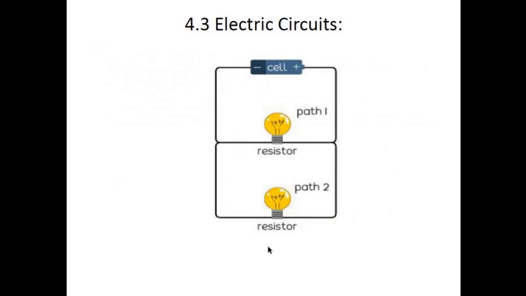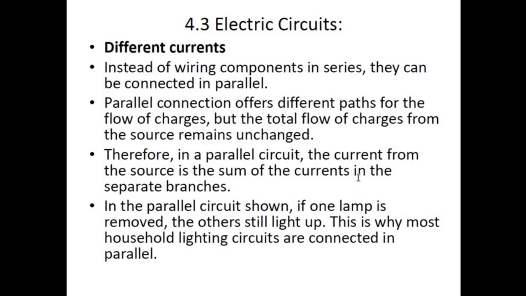If this lamp goes out, the other one would still light up because the current would simply stop flowing in this path and it would simply choose the other one. This is why most household lighting circuits are connected in parallel. So even if one of the components malfunctions, if a bulb burns out or a fan burns out, all the other household appliances still keep on working because every appliance is connected through a parallel circuit.